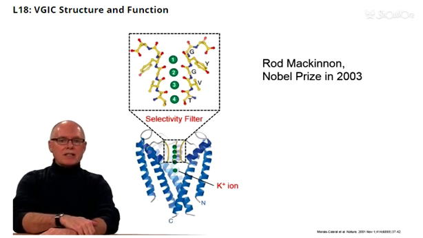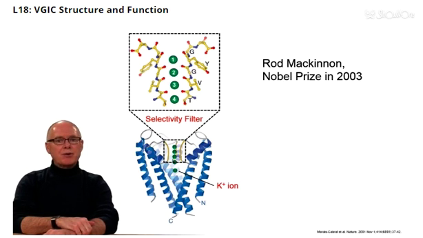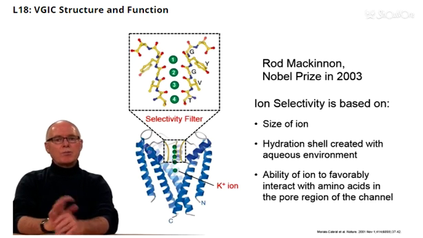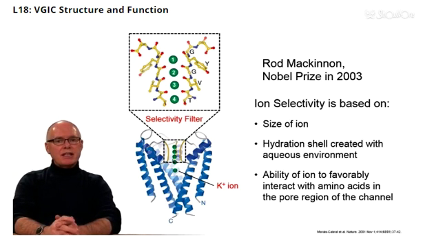Most of what we know about the selectivity filter has been through the work of Professor Rod MacKinnon, who won the Nobel Prize in 2003 for his work on the structure of ion channels and the potassium channel more specifically. What Professor MacKinnon's work demonstrated is that a channel's selectivity is based on the ability of ions which interact with water molecules in the aqueous environment of the body, and for these hydration shell bonds to be taken over by bonds between the ion and the residues in the pore region of the channel.